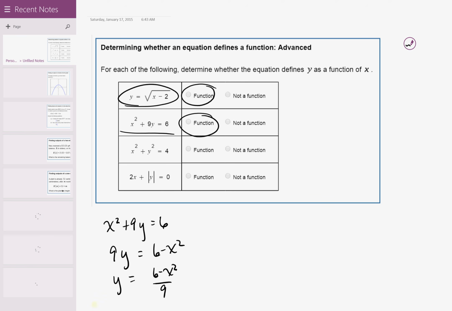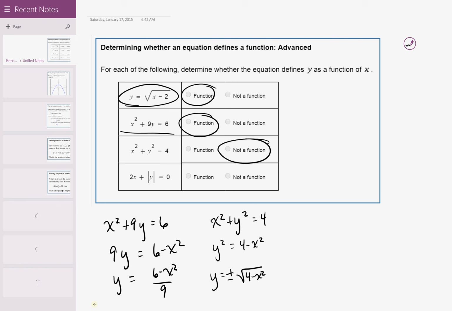The next one, x squared plus y squared is equal to 4, is the equation of a circle centered at the origin with radius 2. But if you can't look at the equation and remember that, then we need to solve it for y. So x squared plus y squared is equal to 4. Subtract x squared from both sides. Y squared is equal to 4 minus x squared. Take the square root of both sides. And there's your answer. If we take the square root of both sides, we're done, right? Y is equal to plus or minus the square root of 4 minus x squared. And that's not a solution, it's two solutions. So that is not a function.